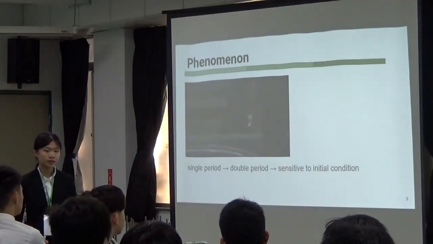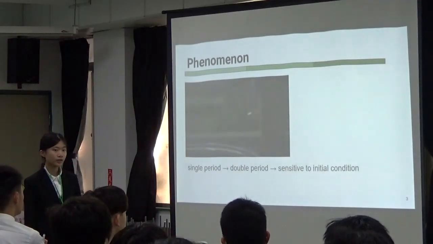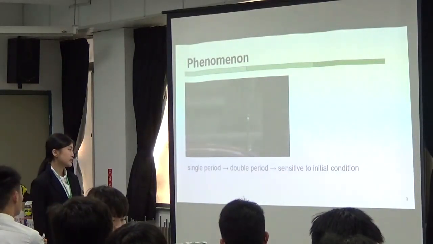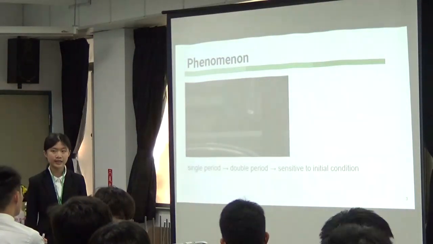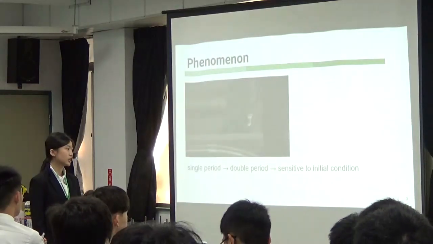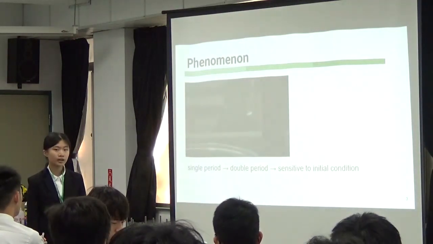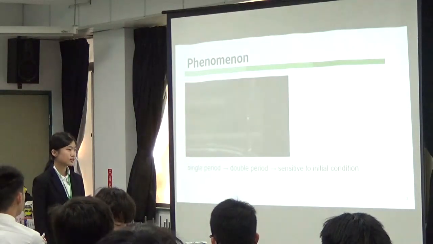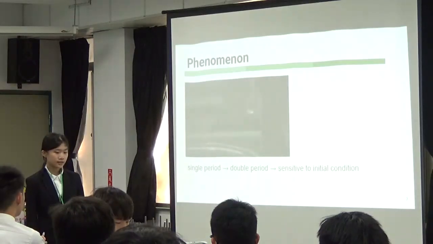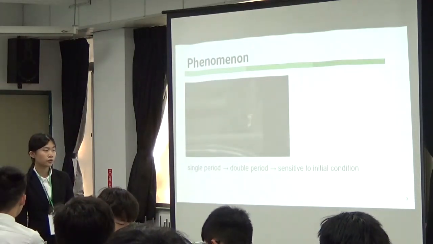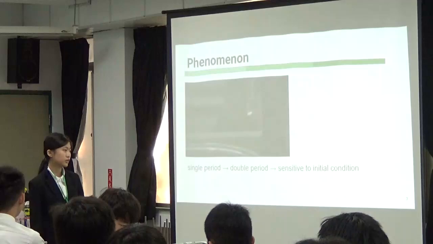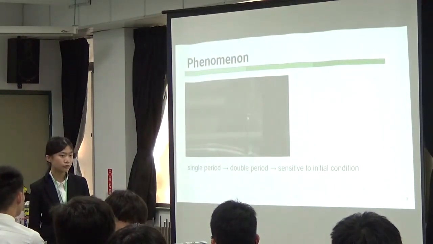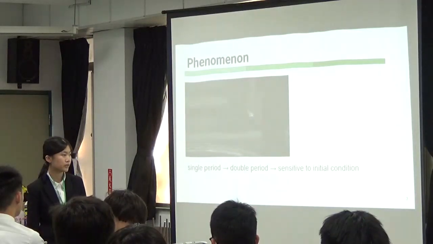About the phenomenon: when the water is flowing at a very small flow rate, the intervals between the drops are in a single period phase, which means that there is only one interval time. However, if we slightly increase the flow rate, the system enters the double period phase, which means that there might be 2, 4, or 8 types of intervals. And when the flow rate is large enough, the system becomes unpredictable.